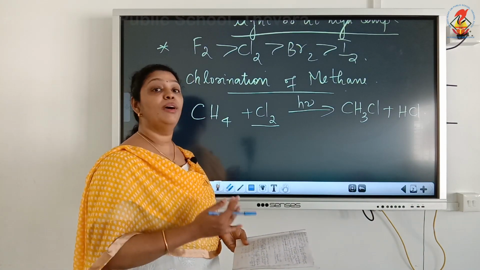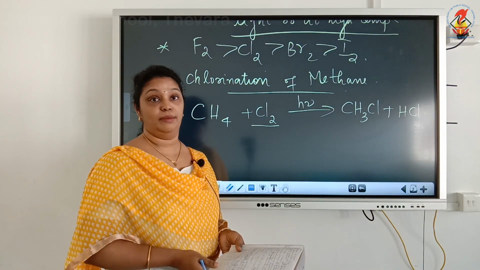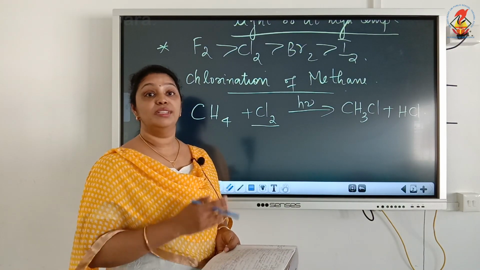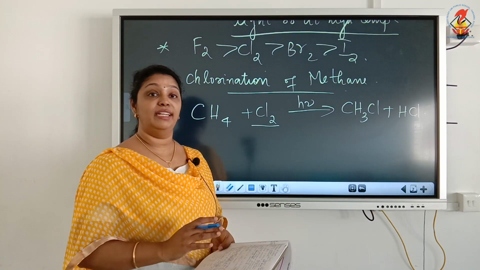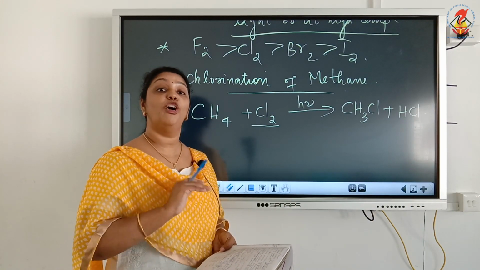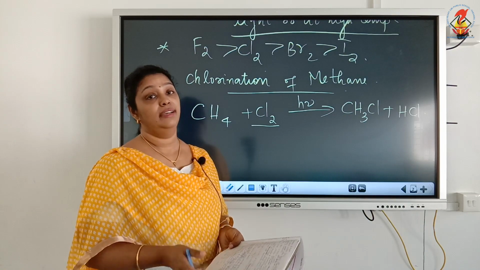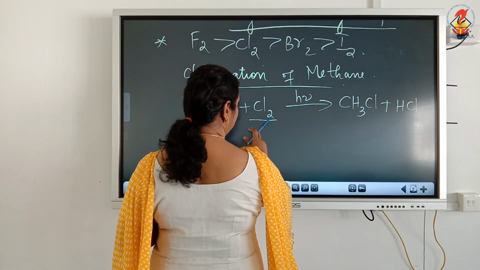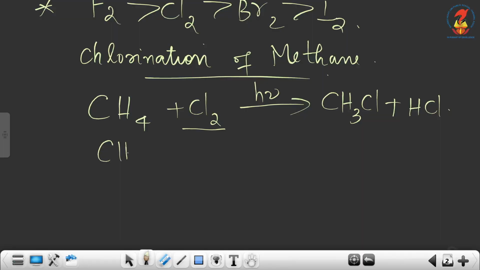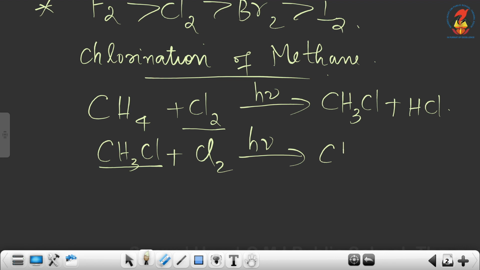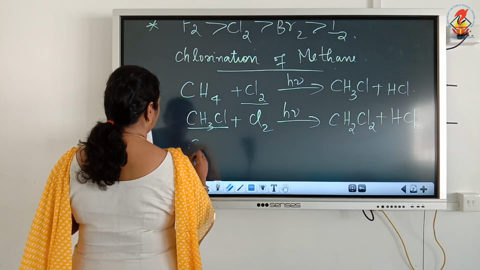Now, I told you all 4 hydrogen atoms can be substituted by halogen, but it does not take place in a single step. It takes place in several steps, and finally we get a product where all the hydrogen atoms are replaced. So, the next equation will be CH3Cl plus chlorine in presence of light. Again, from CH3Cl, one hydrogen will be replaced by chlorine. So, it becomes CH2Cl2 plus HCl.